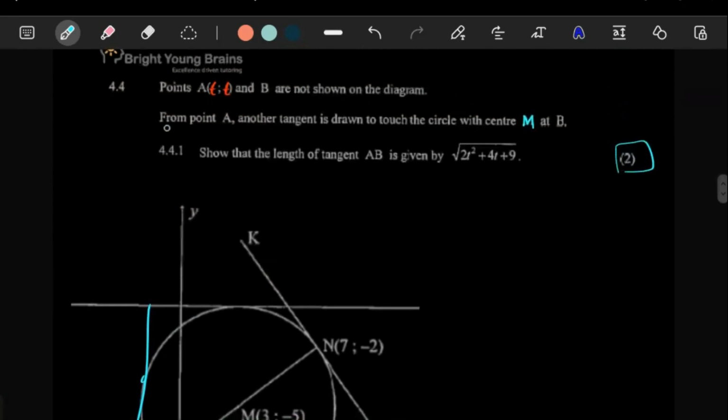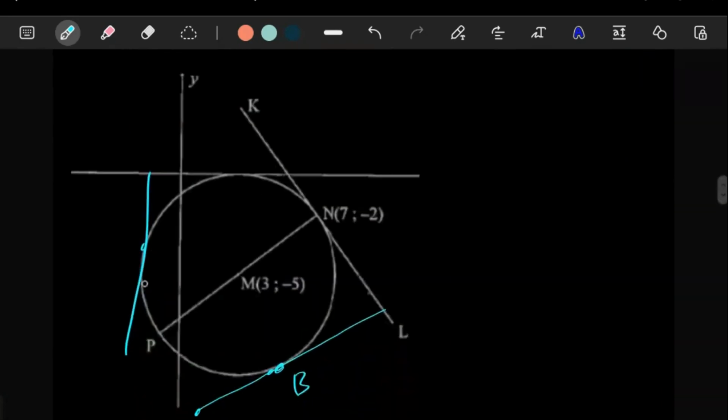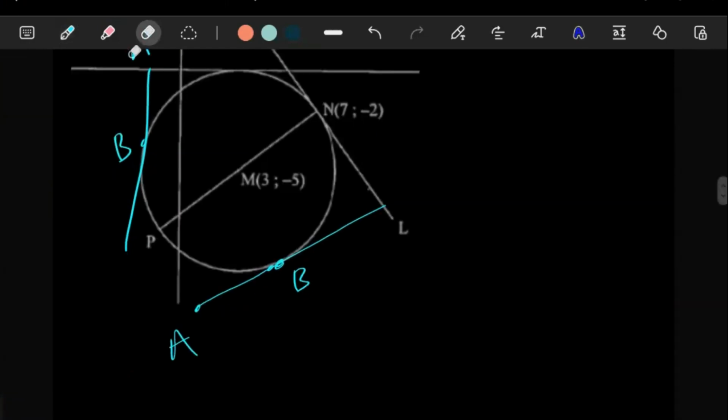That's what this is saying. From point A, another tangent is drawn to touch the circle with center M at B. So this could be the A, but then this would be the B. This could be the A, but then that down there would be the B, you see? Somewhere on this side, this could be your A, but then where the tangent touches the circle, that needs to be your B, you see? That's what these kinds of questions are trying to say.